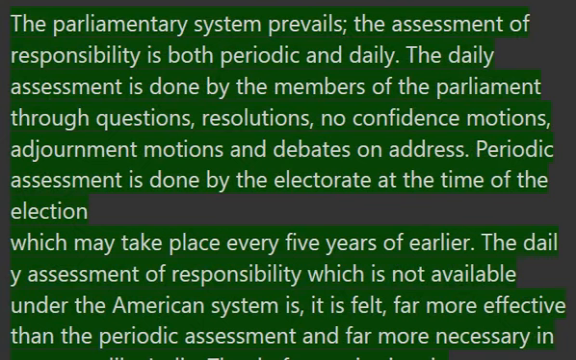The daily assessment is done by the members of the parliament through questions, resolutions, no confidence motions, adjournment motions and debates on address. Periodic assessment is done by the electorate at the time of the election, which may take place every 5 years or earlier. The daily assessment of responsibility, which is not available under the American system, it is felt, is far more effective than the periodic assessment and far more necessary in a country like India.